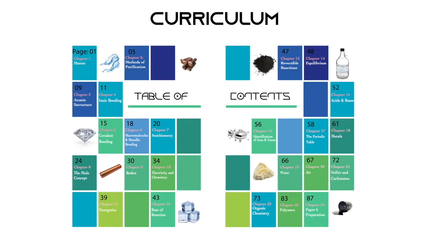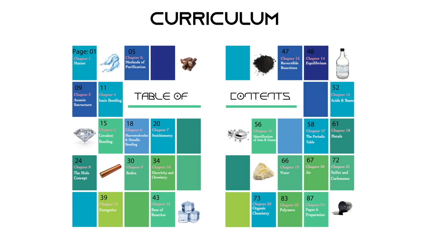Now let's move to the curriculum. The chemistry curriculum based on my textbook is 24 topics. You have topic 1, states of matter. That's what I'm going to show you today. You have methods of purification and so on. In addition, the last topic is dedicated to all of the practicals.